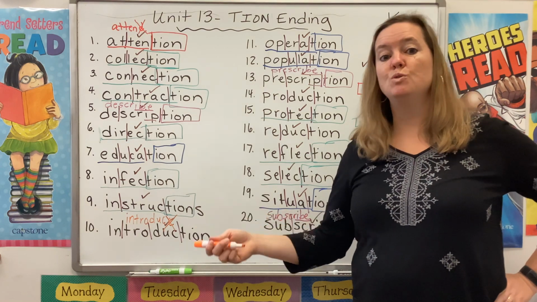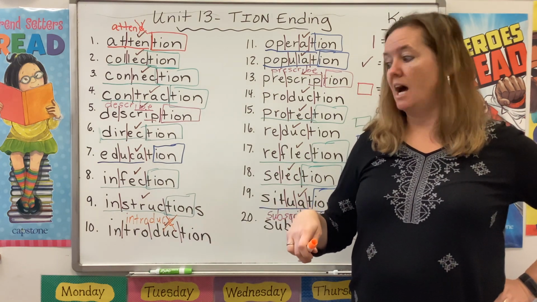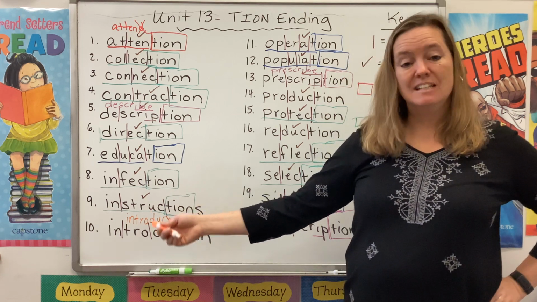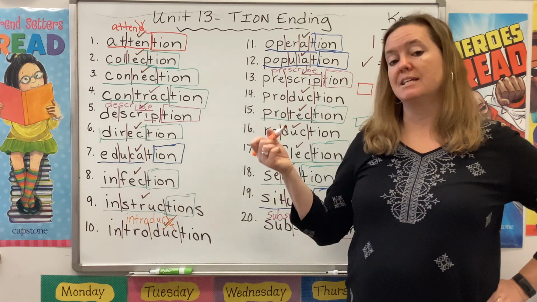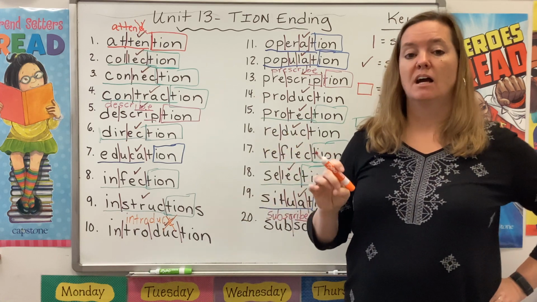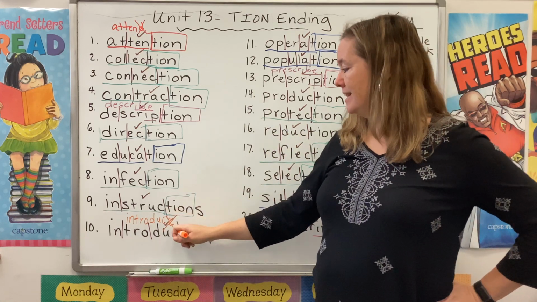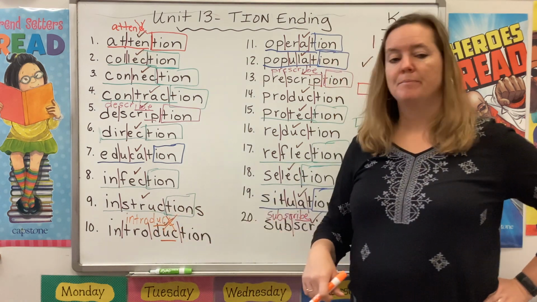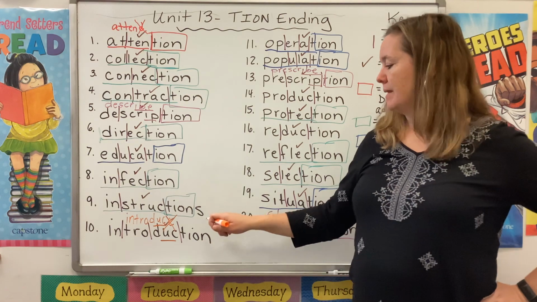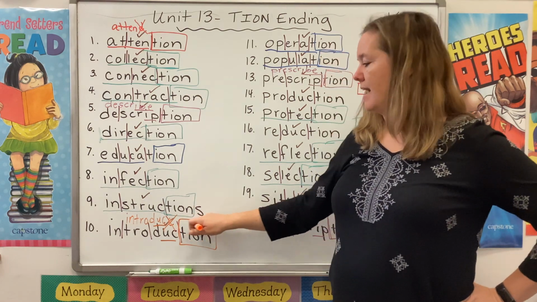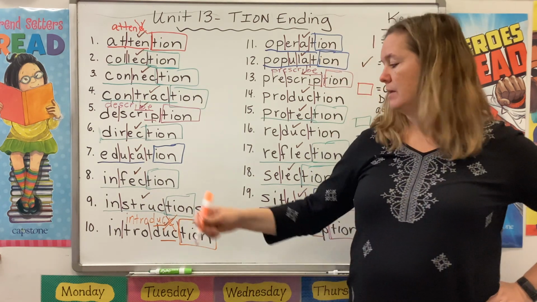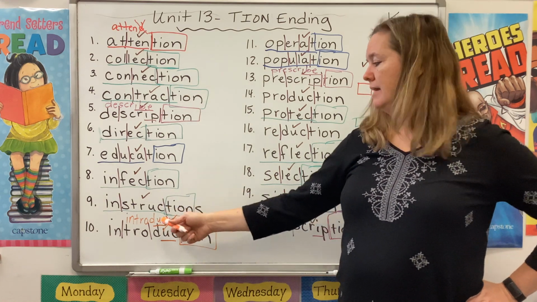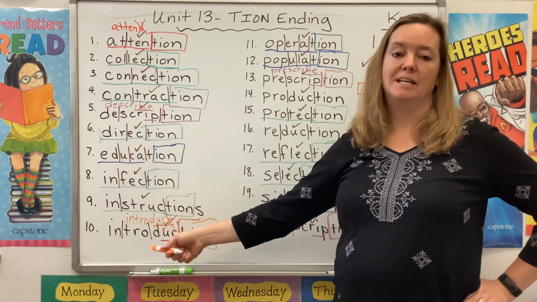Instead of introduce, now it's introduc. So this is now short. The C is no longer soft. It no longer says S. Now it says K. So that getting rid of that E totally changes the pronunciation of my U and C. And then I add T-I-O-N. So drop the E, add T-I-O-N. Introduce becomes introduc.